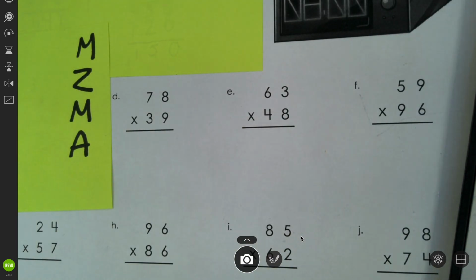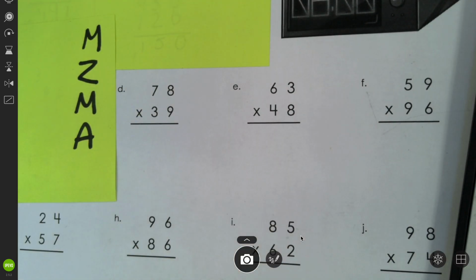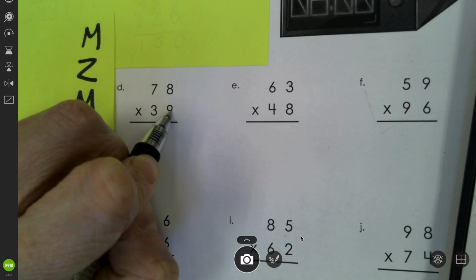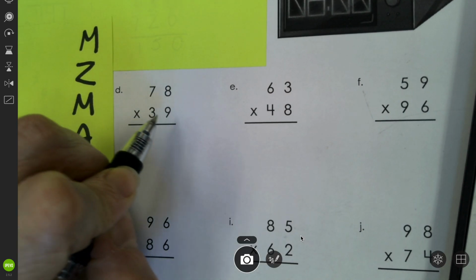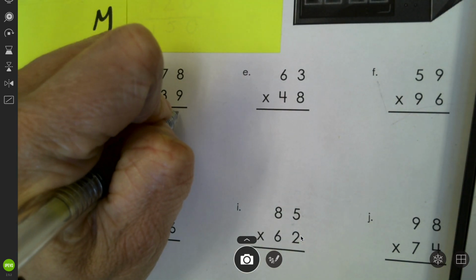78 times 39. We always start with the bottom number. We multiply upward. And we first multiply in the ones place, and we multiply it with the top number in the ones place. So 9 times 8, and we're going to skip count by 9s 8 times. 9, 18, 27, 36, 45, 54, 63, 72. Stop, 72. The 2 is in the ones place. It goes down below.